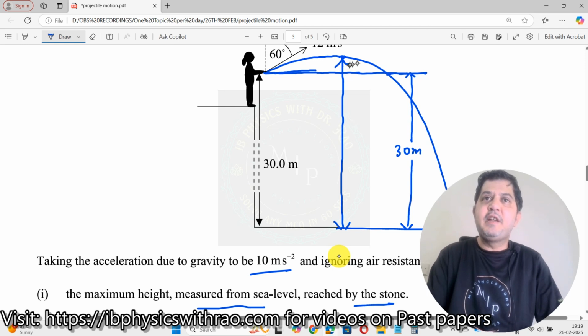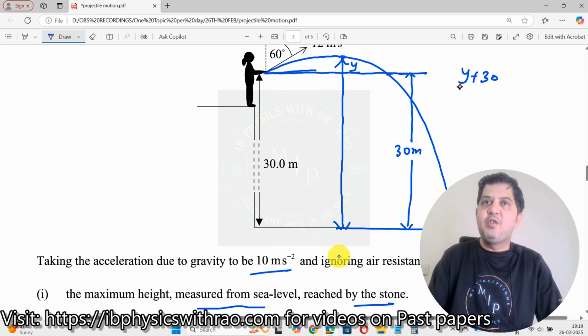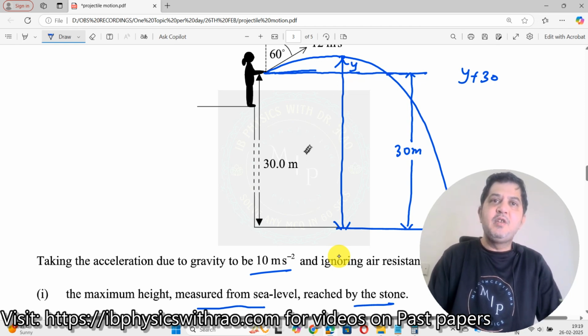Now I just need to find this distance y here. How do I find y? Once I find the value of y, I should just do y plus 30. Don't write only the value of y. I should write the total together. Now how do I find the value of y? This is normal projectile motion. y is nothing but the maximum height.